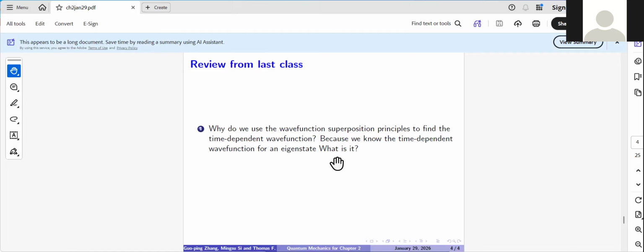This is a very important concept. Could you guys look at the notes? What happens if I have an eigenstate at the next moment, t not equal to 0? What is the wave function going to look like? At t equals 0, you have phi 1 at 0. What about phi 1 of t? What is that?